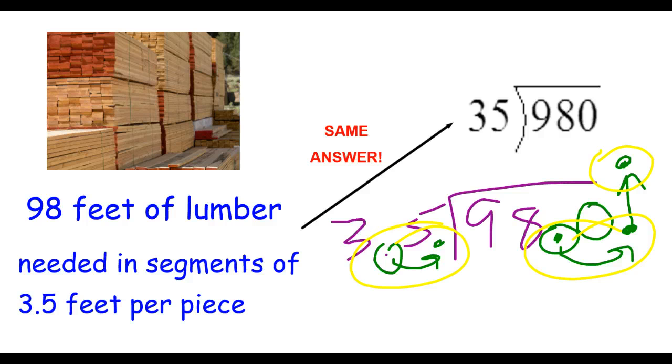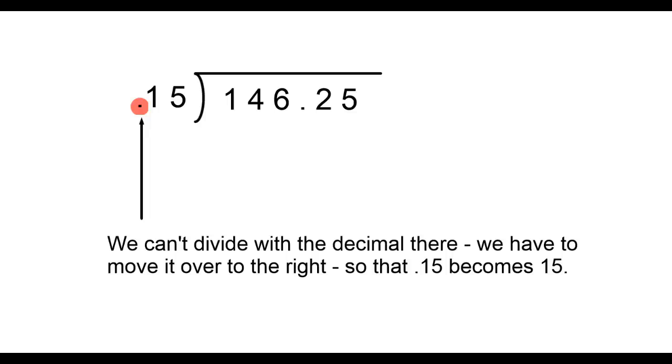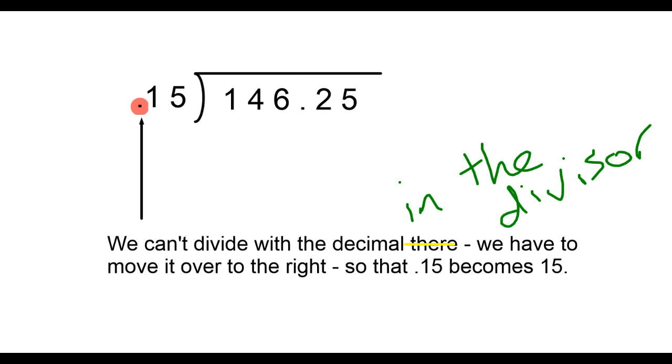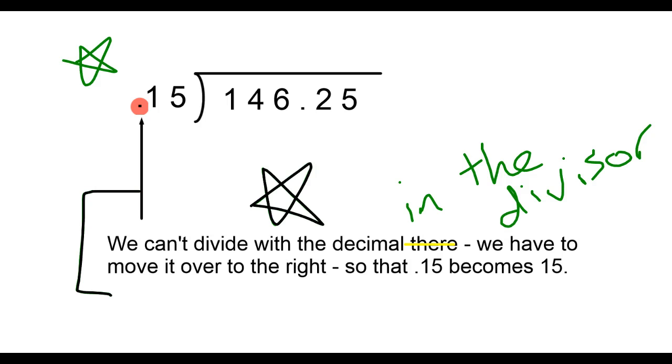And so there's a few things now that I'm going to ask you to write down before we do a few example problems. The first is we can't divide with a decimal in the divisor, because that will give us a decimal point in the wrong place. So you're going to write down this example problem. You're not going to actually calculate it yet. We can't divide with a decimal in the divisor. We have to move it over to the right, so 0.15 becomes 15. So you're going to write down these two things, the example problem and this whole piece right there. So go ahead, pause the video, write those down, come back when you're ready to move on.